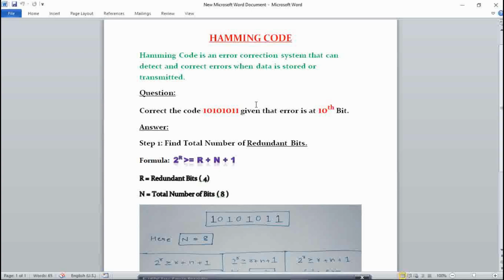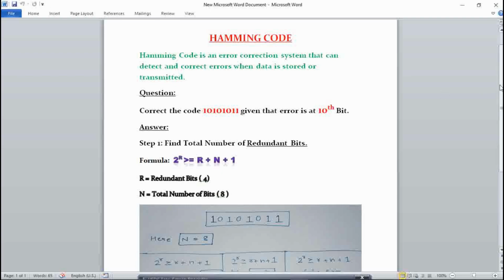10101011 given to us that the error is at 10th bit. Remember, this is the code that the senders want to send to its destination address. So given to us that while the message is being transferred, there is an error at 10th bit. So we need to verify that the error is at 10th bit or not.